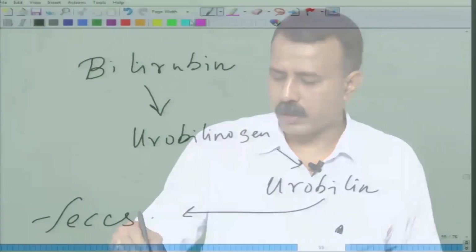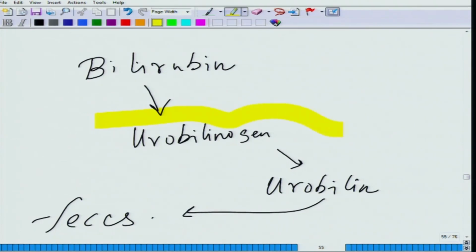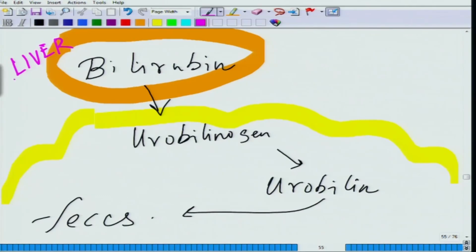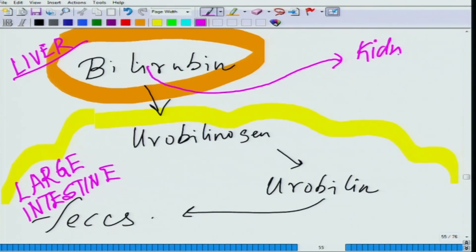So, this is all what is happening in the large intestine, a part of the large intestine, and this is where the liver is standing. Okay. So, this is your liver, and this is the large intestine. And by the same route, some of this bilirubin goes to the kidney, and it is secreted via urine.